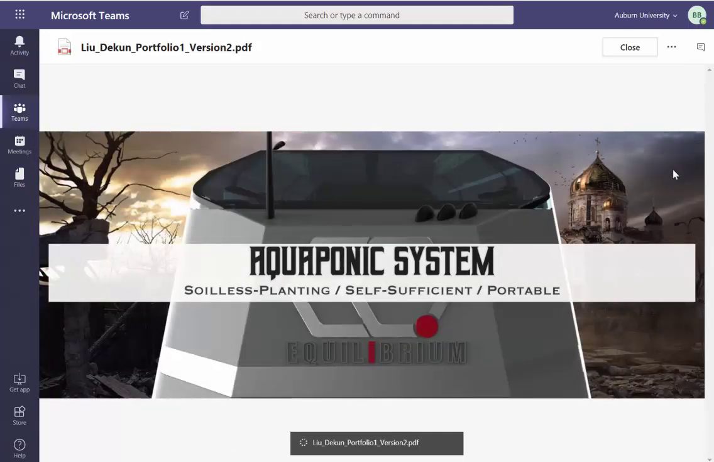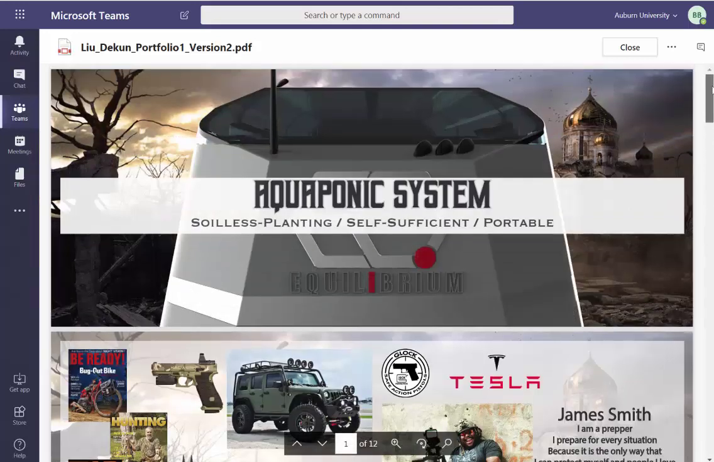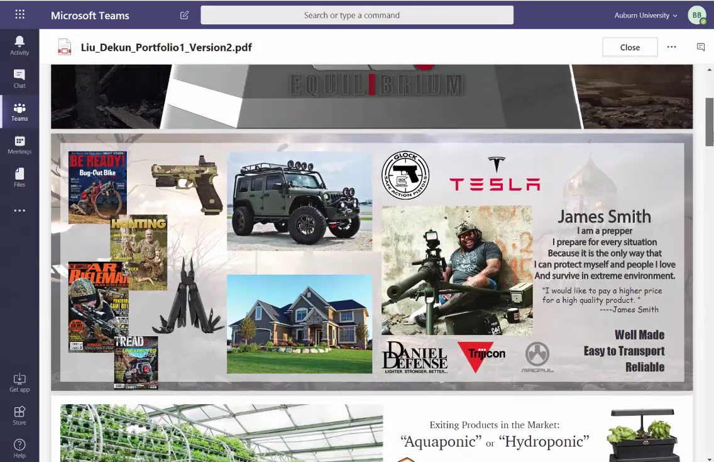It looks so post-apocalyptic. Soilless planting, self-sufficiency, and portable. Alright, so I know a James Smith.